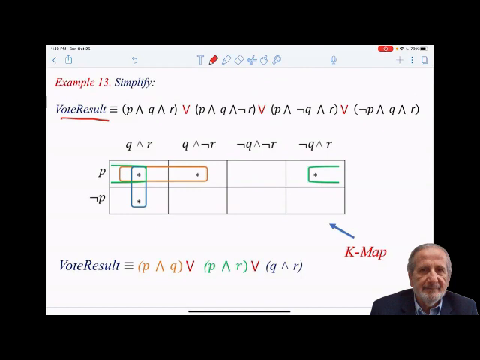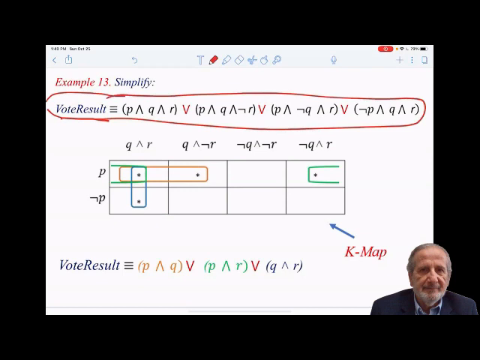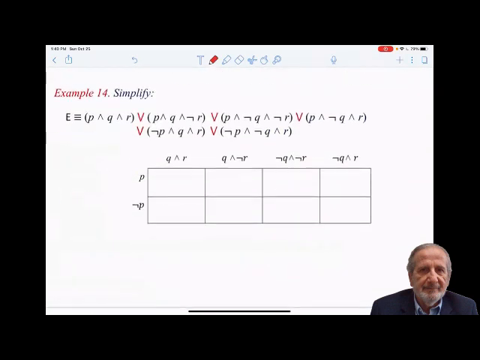So we created that, and we simplified it to be this. Another example, P and Q and R, P and Q not R, P not Q not R, P not Q R, not P Q R, not P and Q and R right here, not P not Q and R.